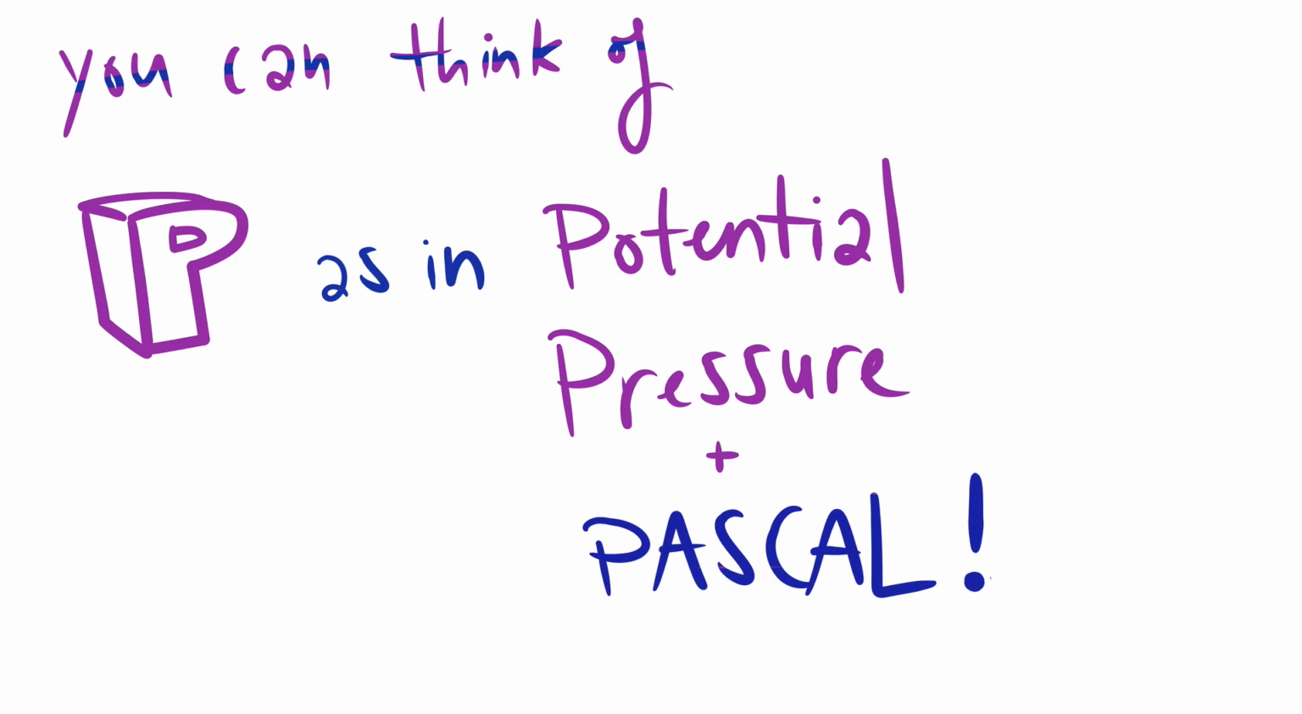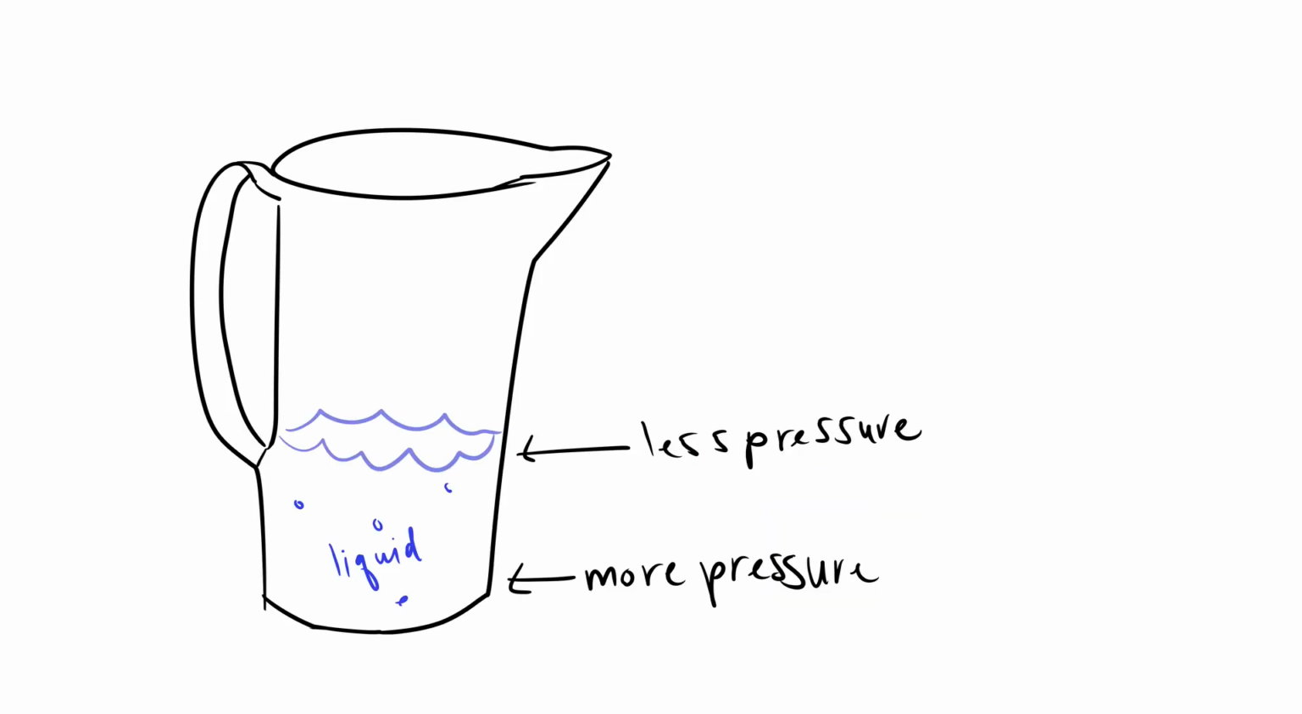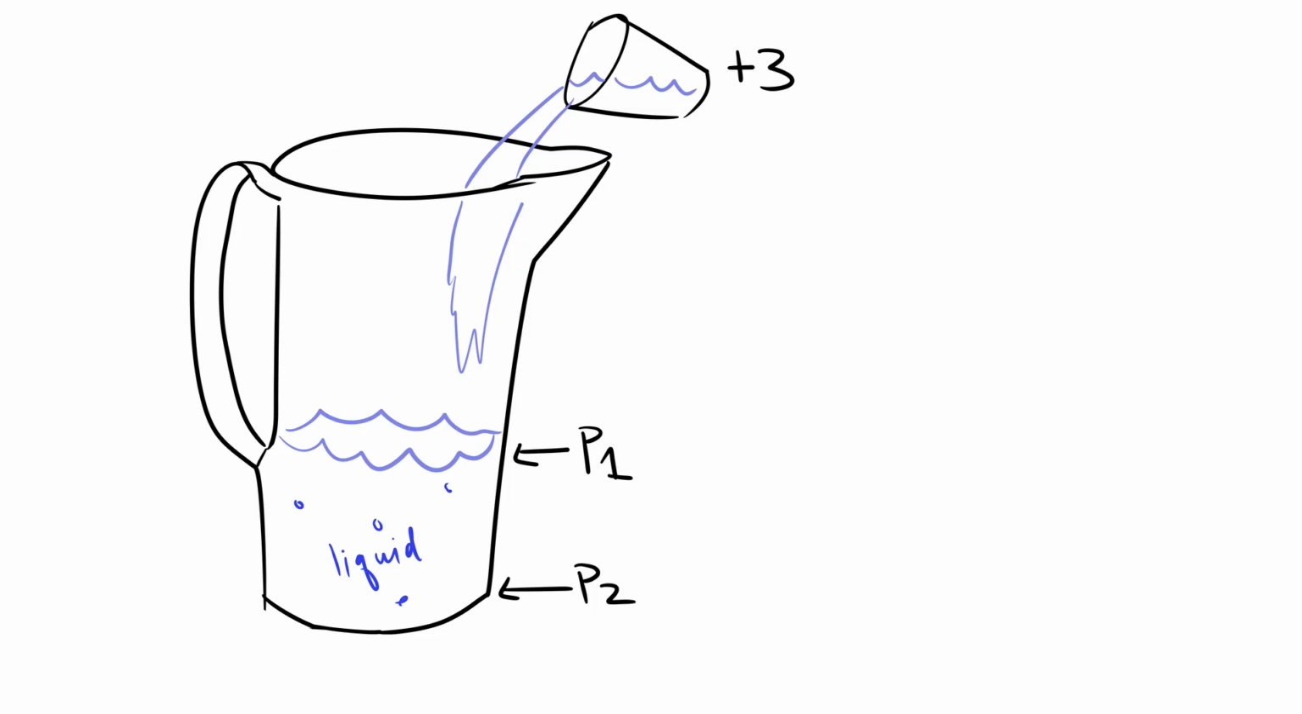Yeah, Pascal. Pascal's law states that when there is an increase in pressure at any point in a confined fluid, there is an equal increase at every other point in the container. That's right from NASA. The closer to the bottom, the more pressure. For example, if you have 2 points in a container and you add 3 units of pressure to the container, then 3 units of pressure will be added to each point of the container. 5 and 10 units will become 8 and 13, and so on and so on.